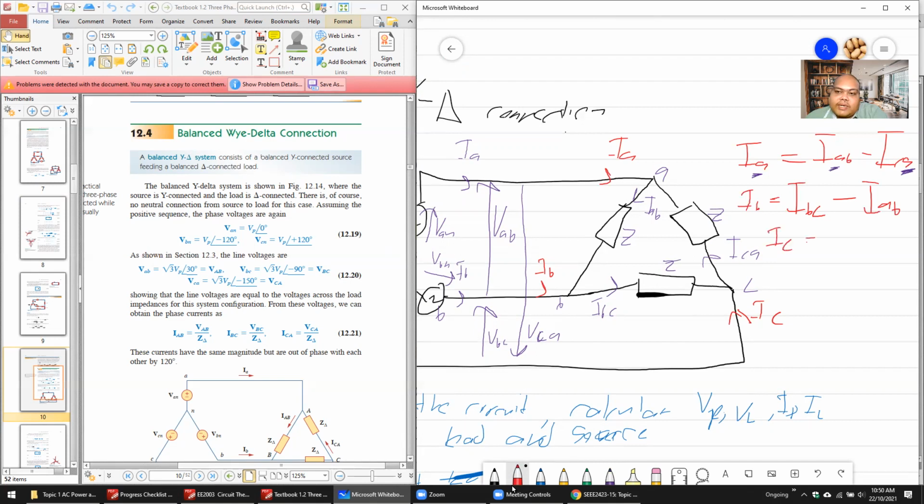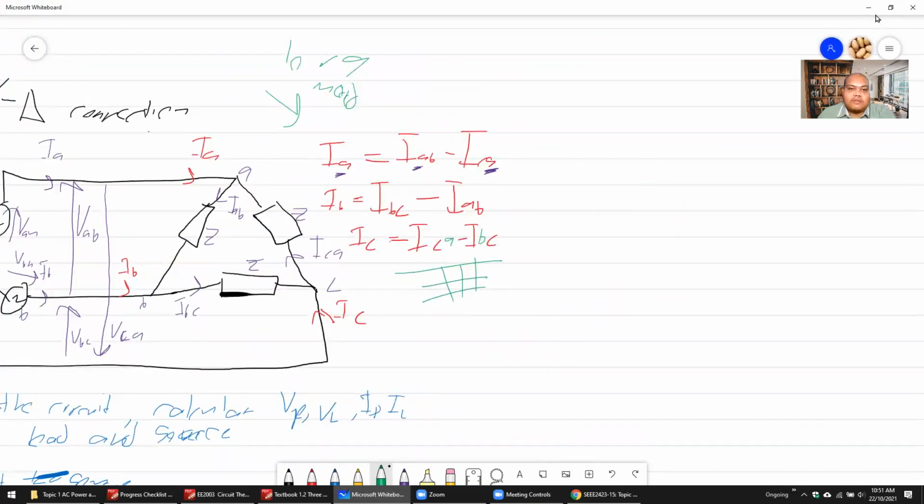So IC is equal to ICA minus IBC. Recall your positive sequence: IAB, IBC, ICA, IAB, IBC. That is how you find the equation. This is the long method, the original method. But if you want a shorter way, actually there is a shorter way.